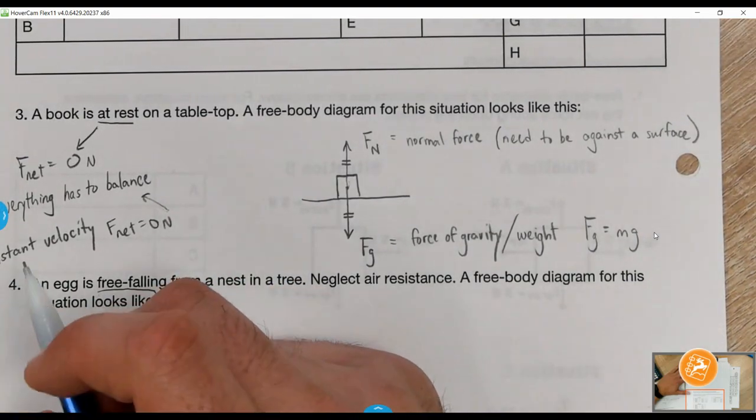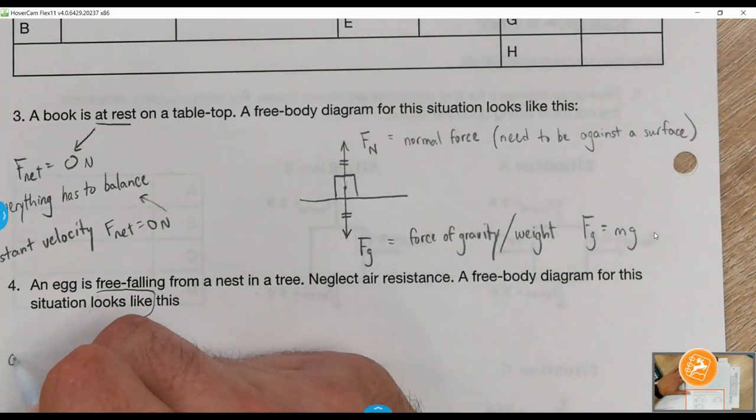Just gravity. All right, or the only force is gravity.